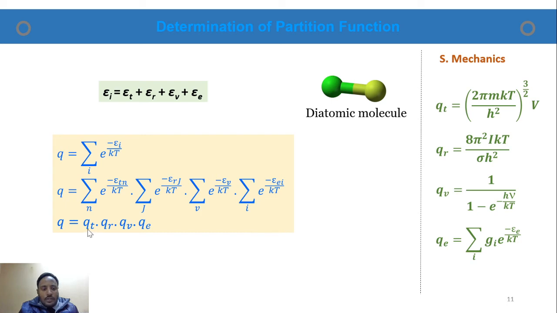One can find the expressions for the translational partition function, rotational partition function, vibrational partition function, and electronic partition function, and these partition functions will come out on solving each of the systems as shown on the right hand side.